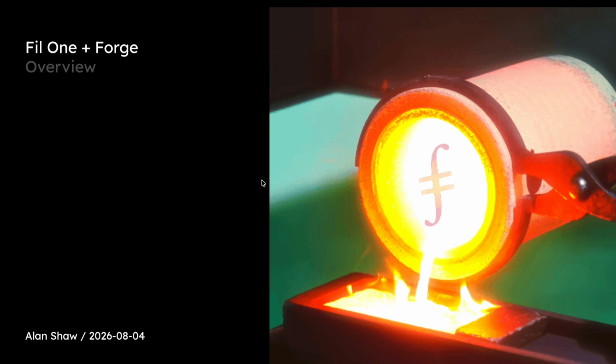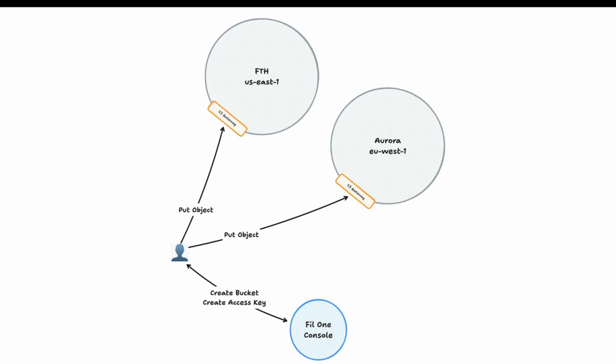Okay, let's have a look at how Forge fits in with Fil One and all of those systems. So let's start off here with this reasonably simple diagram. It might get more complicated. The US region, FTH, was recently launched. So now we have Aurora and FTH. And the setup for Fil One kind of looks like this, where we've got these two regional providers.